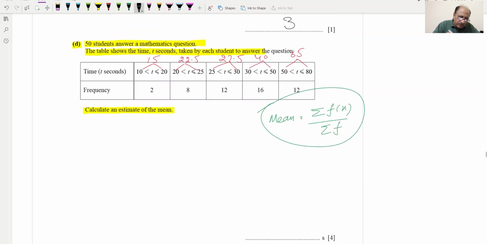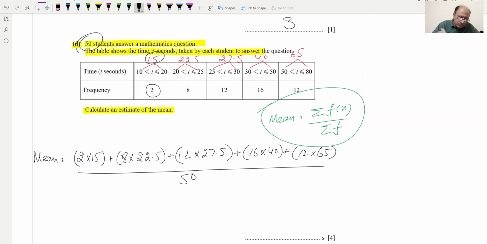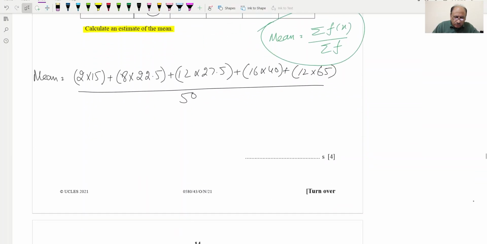Now we can apply here, the mean will be equal to 2 multiplied by 15, plus 8 multiplied by 22.5, plus 12 multiplied by 27.5, plus 16 multiplied by 40, plus 12 multiplied by 65, and this will be divided by the sum of frequencies, which is 50. So 50 is mentioned over here also, and you can add the frequencies, so you will get 50.